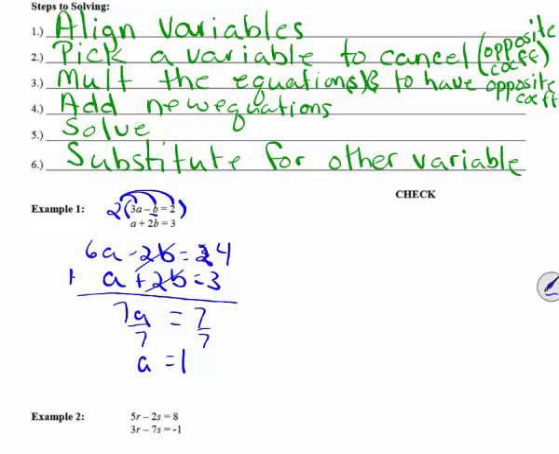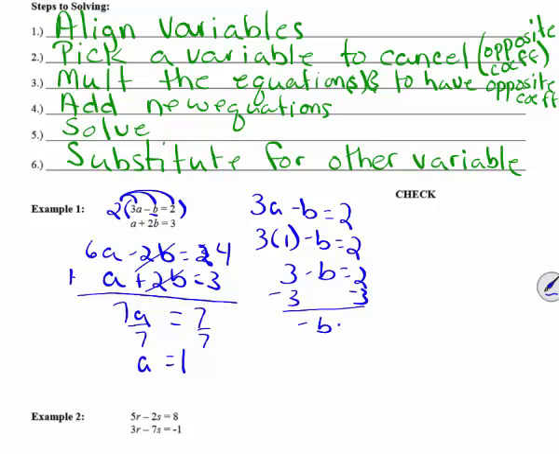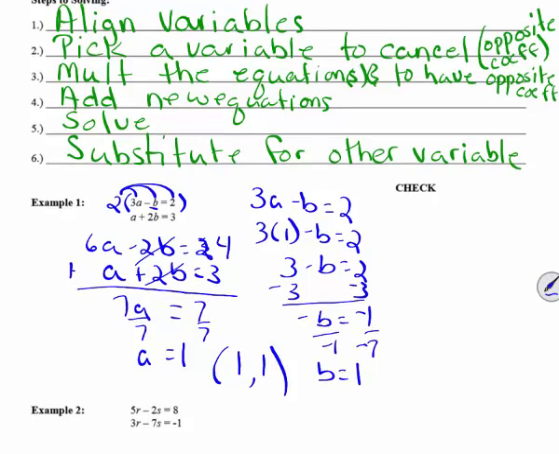Then you pick an equation to put that into. Again, I usually do the first, but it doesn't matter. So this is going to be 3 times 1 minus b equals 2. 3 minus b equals 2. Subtract 3. Negative b is negative 1. Divide by negative 1. Ooh, that's negative 1. So b is 1. So this would have been the point (1, 1). And again, I'm not going to check just to save some time for the video here.